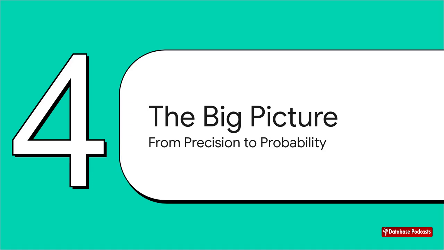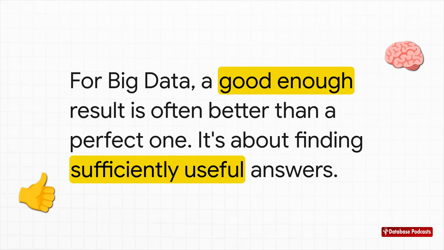So, as we wrap this up, what's the common thread here? All these strategies, the sampling, the filters, the sketches, they all represent a really fundamental shift in how we think about data. It's about moving away from demanding perfect, precise answers for everything, and instead embracing the power of good enough, probabilistic answers. And that really is the key takeaway.